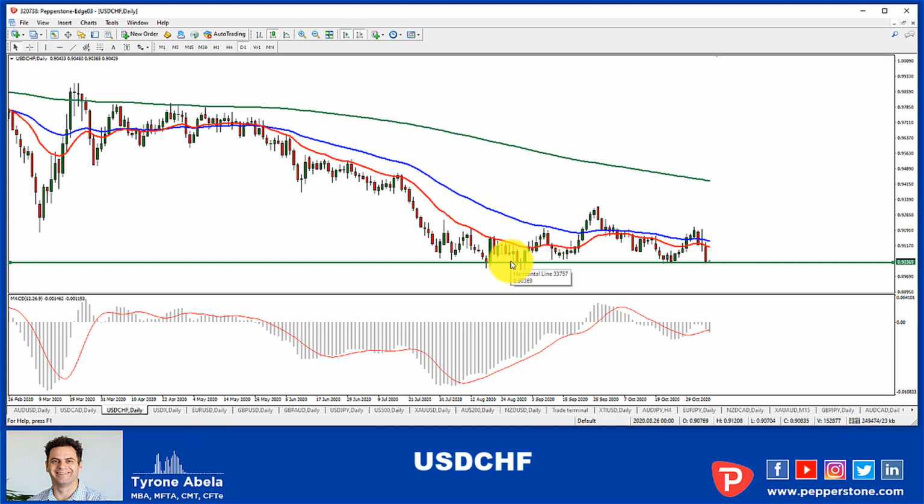Don't forget, if it breaks this level, it's got some serious falling to do. So it's not like it's only going to be moving 50 or 60 pips. It could be moving hundreds. So better to wait for the confirmation and let price determine that momentum is definitely on our side here.